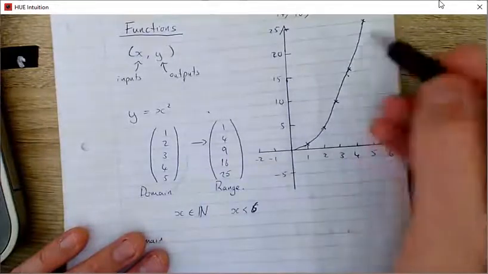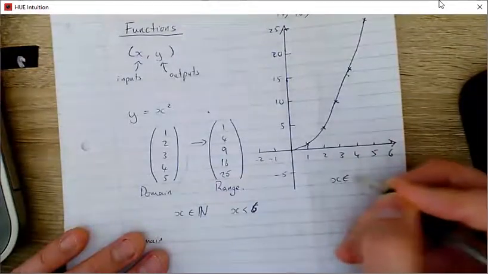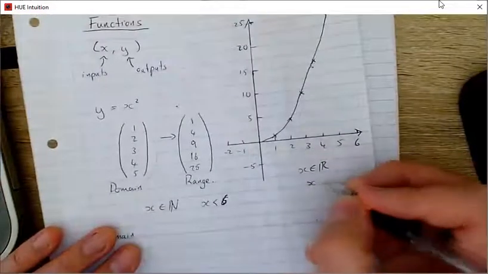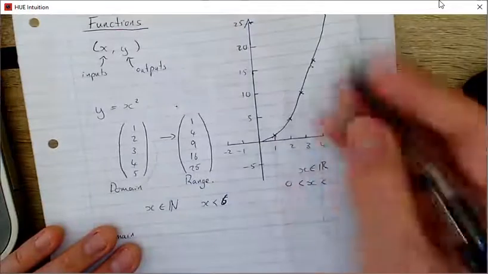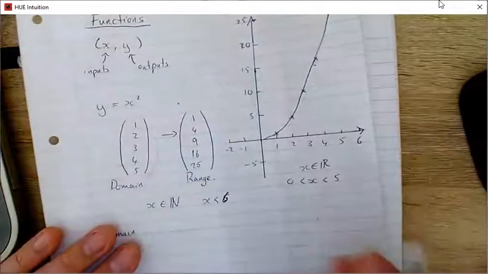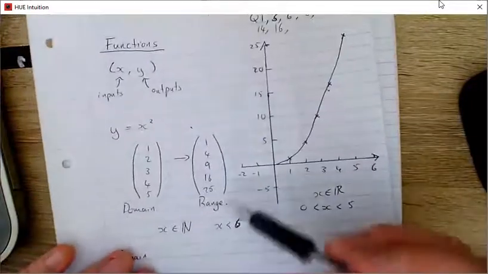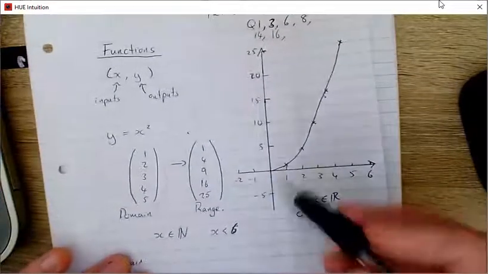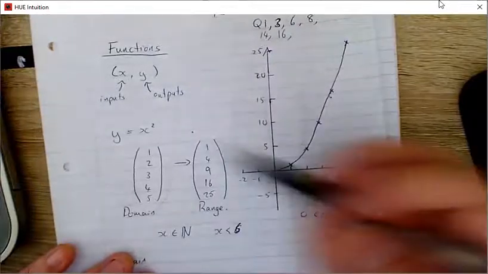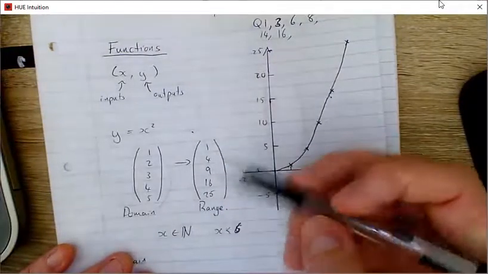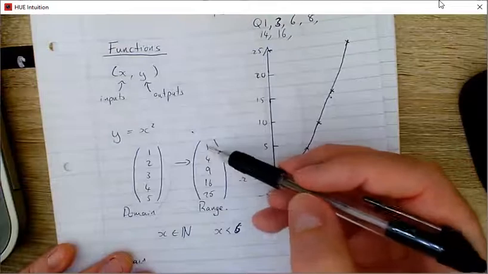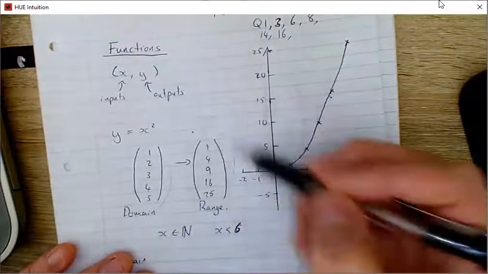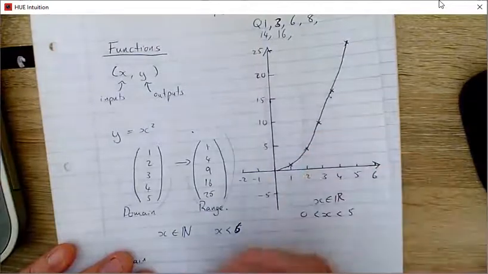Whereas if I join these all up, now you're saying those are the real numbers, that is all of the numbers between 0 and 5. Okay, so that's your domain. Equally, you define your range here as between 0 and 25. Now, a little bit more specifically, in this case your range is 1, 4, 9, 16, 25. All of the whole numbers between 1 and 25 is called your codomain.